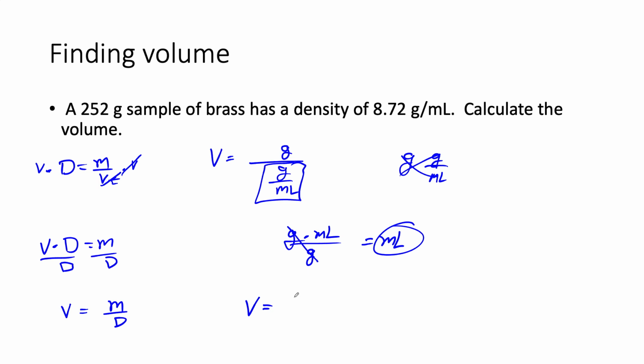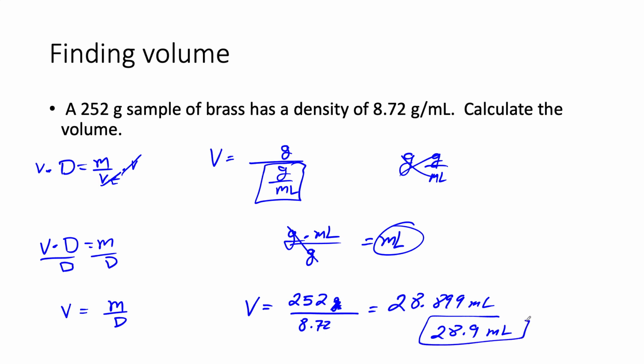So volume is equal to 252 grams divided by the density, 8.72. I'm not going to put the units in here; I already did those. 252 divided by 8.72, and the volume is going to be 28.899 milliliters, and probably 28.9. Both of these are acceptable, and we'll probably go with 3 significant digits on each one. So that's how you calculate the 3 types of densities.